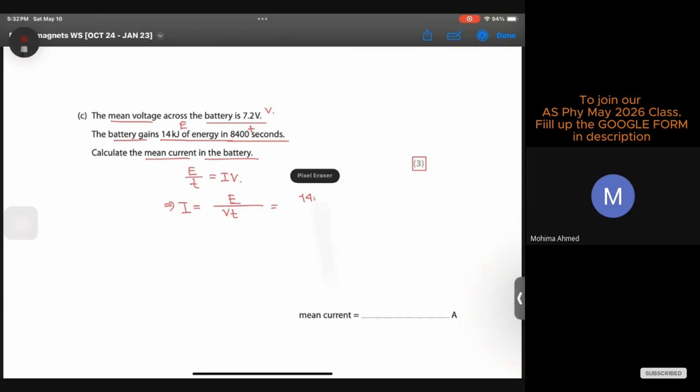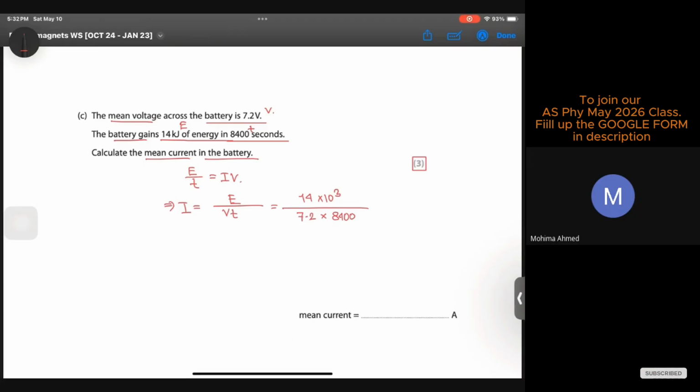So we get how much? 14,000 it will be. So we have 14 times 10 to the power of 3 divided by 7.2 times 8400. So now we get, 14 times 10 to the power of 3 divided by 7.2 times 8400. And we get the answer as 0.2314. That's a very big value.